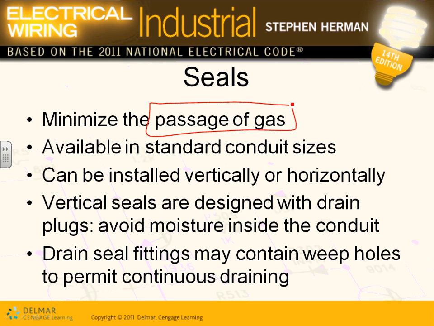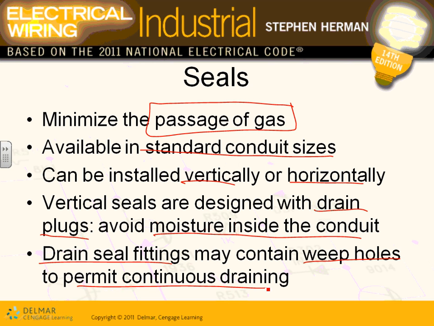They are available in standard conduit sizes that you can buy, and can be installed vertical or horizontal. They are designed with a drain. If you're vertical, you have to have a drain plug so you can drain the moisture to avoid moisture inside the conduit, especially if it's vertical. The moisture will condensate and turn into water. The last thing you want is water seeping into your magnetic contactor. The drain seals also have fittings, guys, that contain weep holes, as they call them, to permit continuous draining.